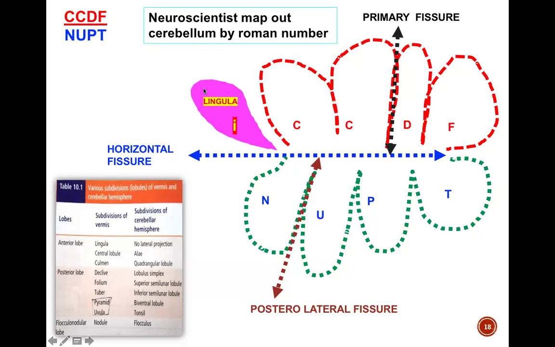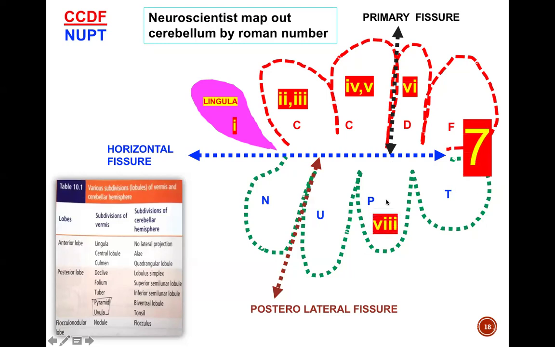Okay. So they have given the lingula as a 1, the central lobule as a 2 and 3 in Roman numerals, 4 and 5 they leave as the culmen, 6 as the declive, folium and tuber as a 7, 8 as a pyramid, uvula as a 9, and nodule as a 10. They might also ask this part, so they are classified by Roman numbers as well.